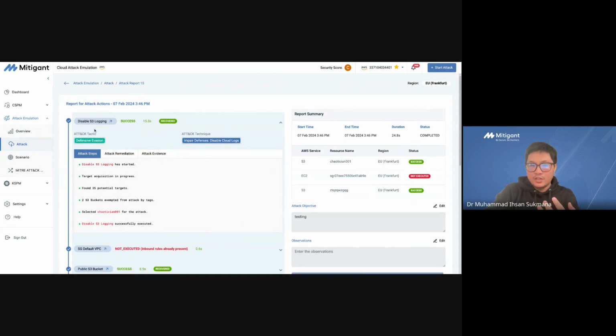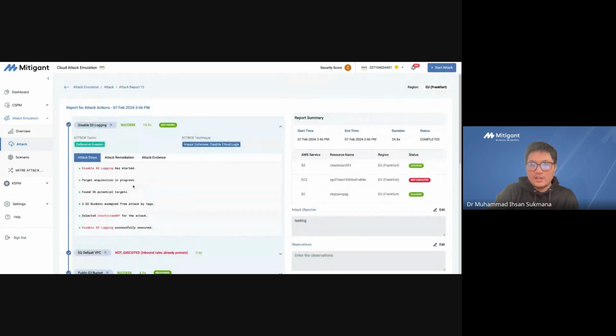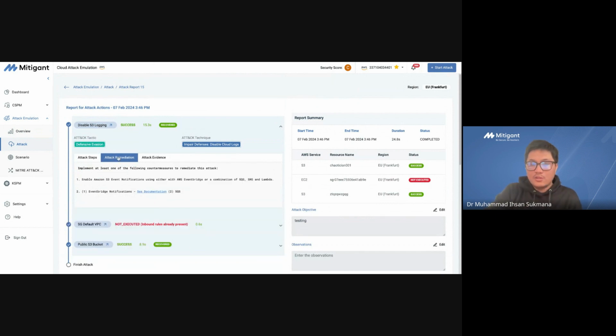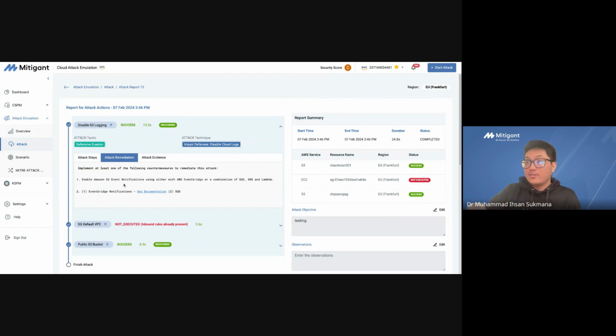So obviously, for example, we run three types of attacks here: disable S3 logging, security group default VPC, and public S3 bucket. And the idea is that you can see this is already successful, and we will select one attack as proof that the attack is actually happening. And from there, you can see the remediation of how to fix it, so that you'll be more prepared and more resilient against this kind of attack.